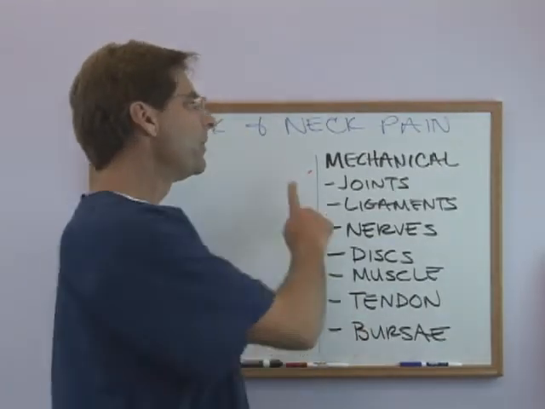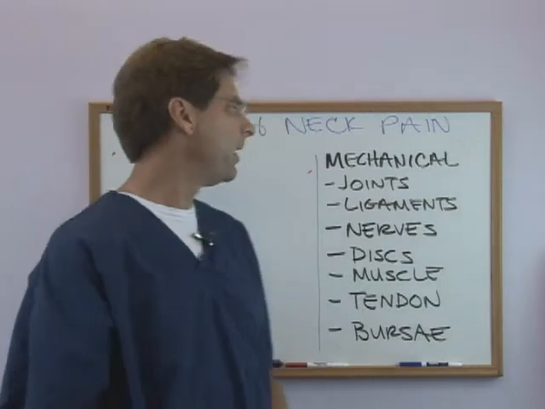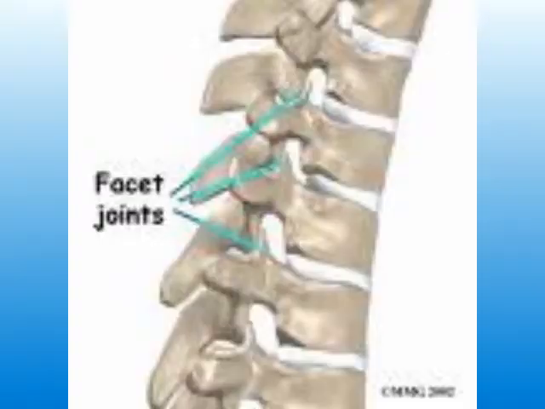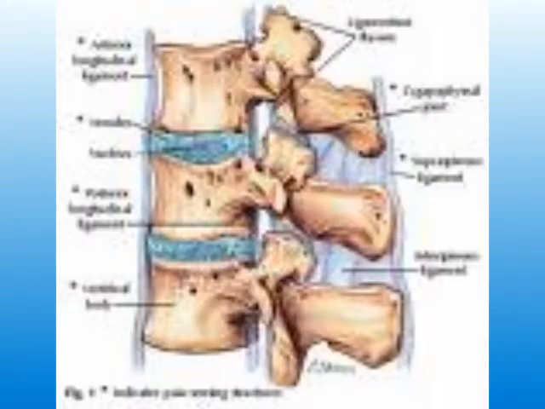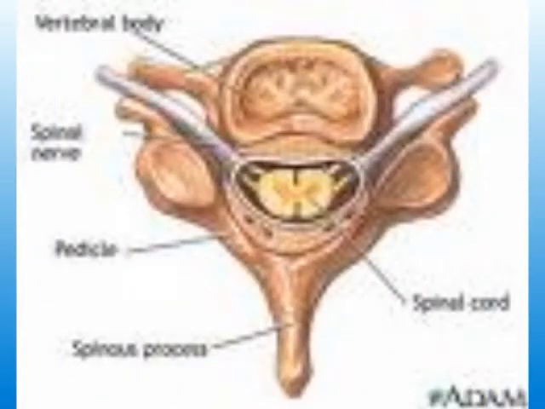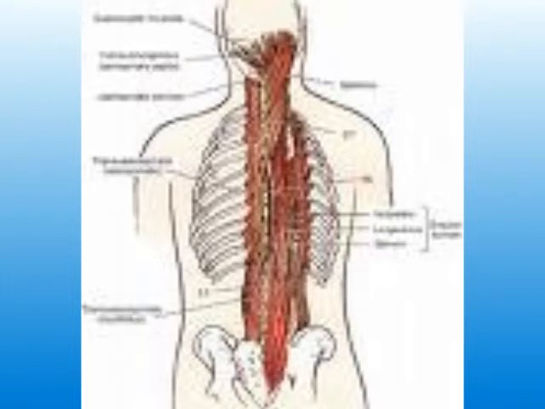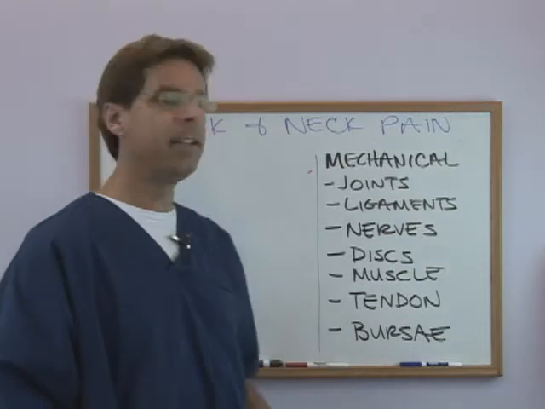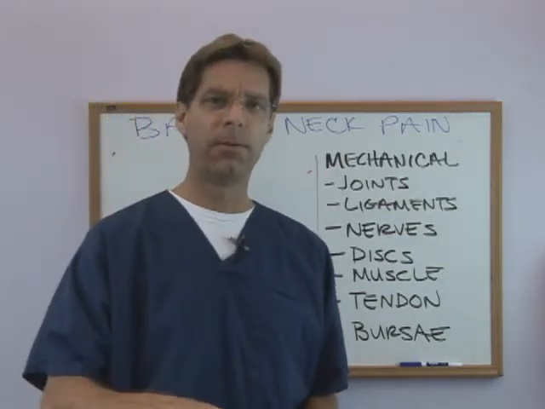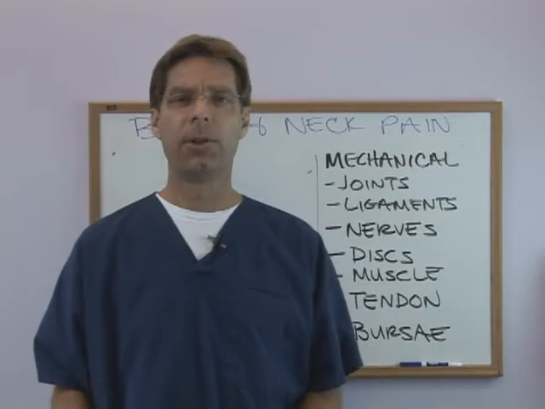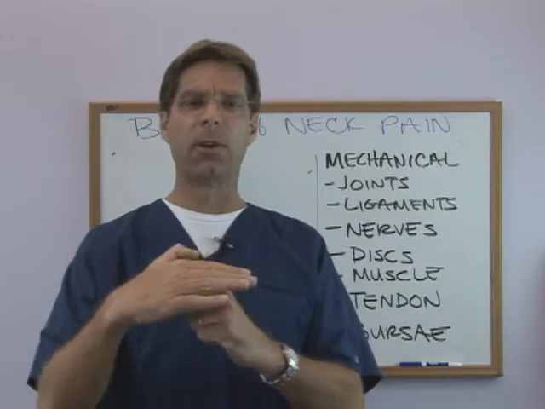So once we've determined that it is mechanical pain that you're suffering from, then we need to look at the joints, and this first picture here shows us the joints in the spine. The next picture shows us the ligaments, which is the structure that connects the bone to the bone in your body, followed by the nerves, which exit very close to the vertebral bodies, right next to the discs in your spine. The muscle tissue, which overlies all of the bones in our body and gives us our movement and our strength. The tendons, which connect the muscle to the bone, and the bursa, which lies over top of the bone that prevents the muscle from rubbing directly on the bone.